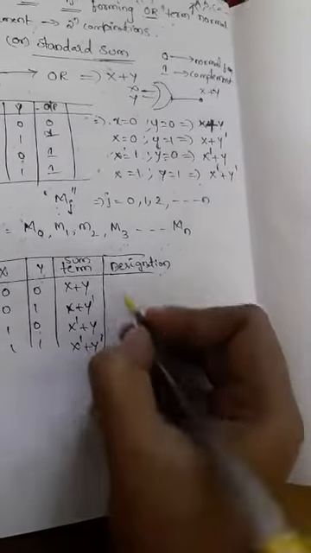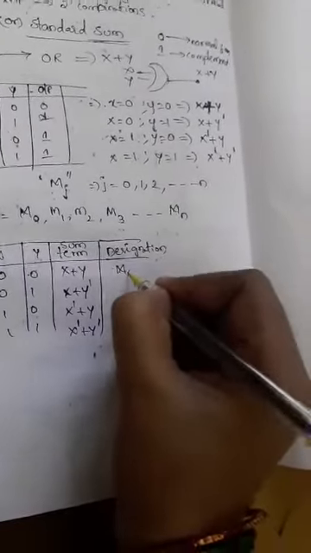Now write x y as 0 0, 0 1, 1 0, 1 1. For 0 0, we represent x plus y. For 0 1, x plus y complement. Next, x complement plus y. And next, x complement plus y complement. The designations are M0, M1, M2 and M3. So this is the designation of max term.